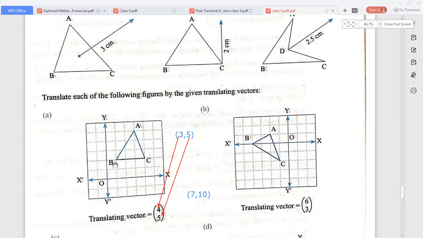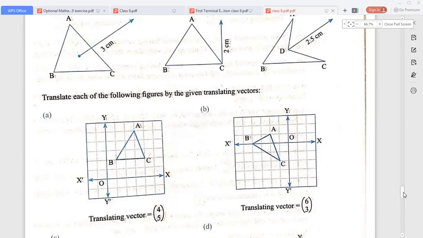Do the same for B dash. Find B, then add the translation vector to it. This is the way of checking whether the answer is correct or not. Okay, do you all understand how to check the answer?